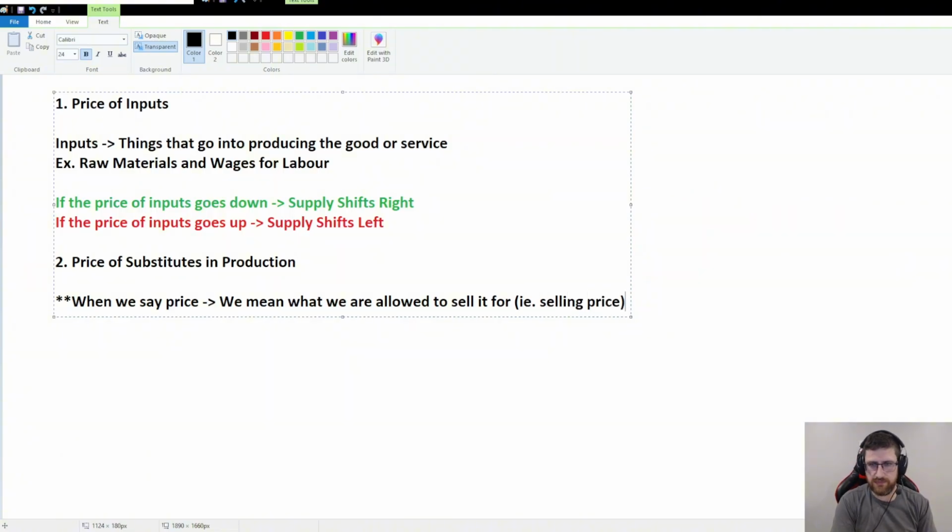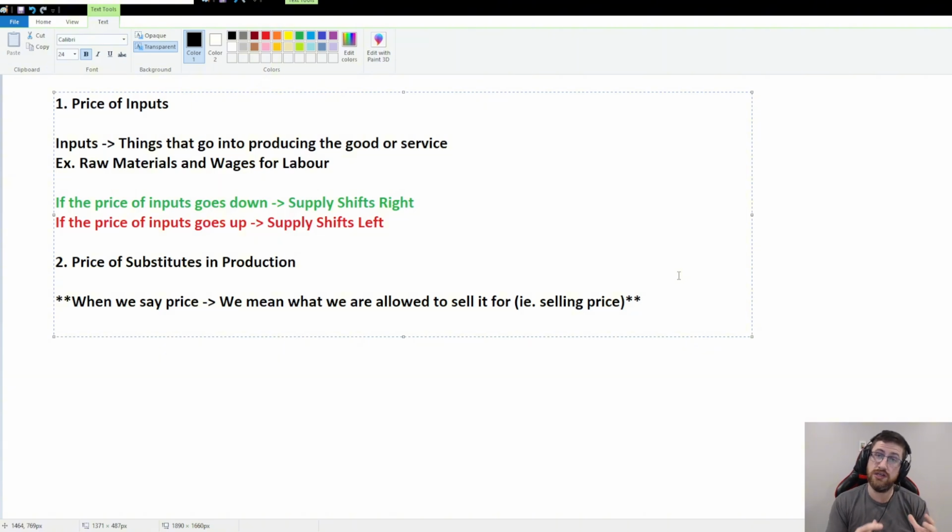Now, big thing, when we say price, we mean what we are allowed to sell it for, i.e. selling price, okay? So something that people often mistake is they see that price went up, and you have to understand it's not the price to make the good, it's what I'm able to sell that good for. And the idea is if the price goes up, that thing becomes more profitable, okay?